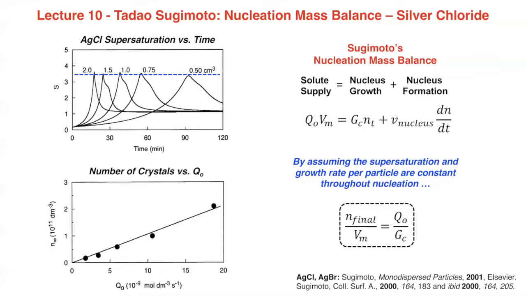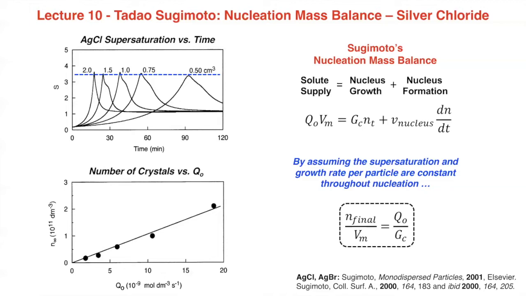And he says all of that solute either goes to growing nuclei, some rate constant for growth, times the number of crystals in the pot, and the formation of new nuclei. And this is the volume of a nucleus, since this is in volumetric units, times the change in the number of nuclei with time. That volume of material here is expressed this way. So you either grow nuclei or you form nuclei. All of the solute supplied goes to those 2 processes.